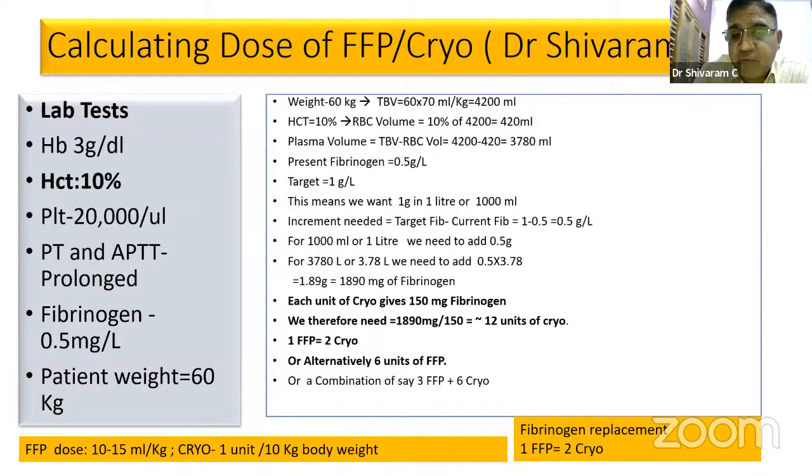Now, each unit of cryo gives us 150 milligram of fibrinogen at a minimum. So if I divide 1890 by 150, it tells me how many cryo to give: 12 units of cryo.